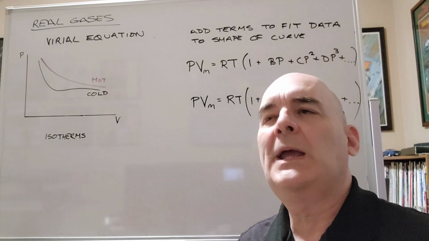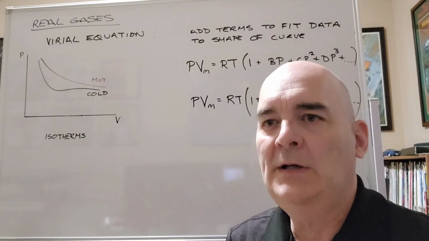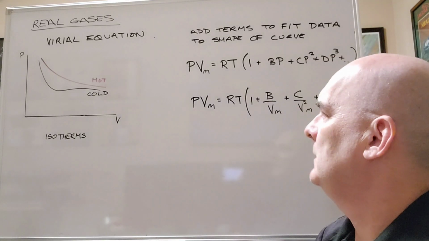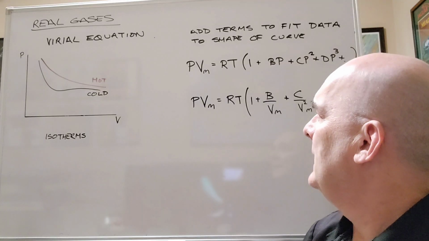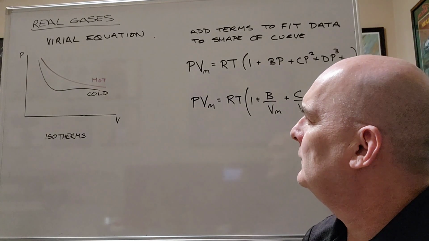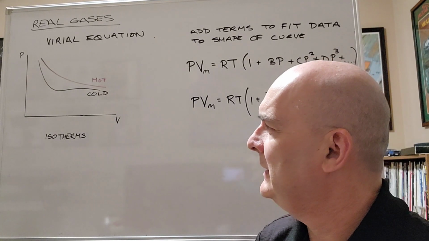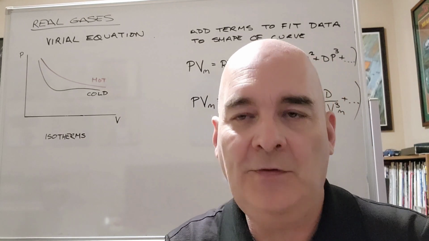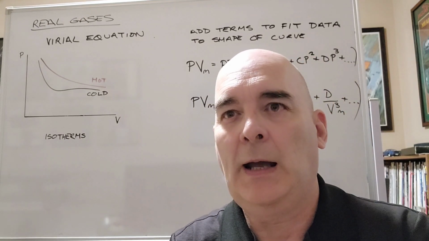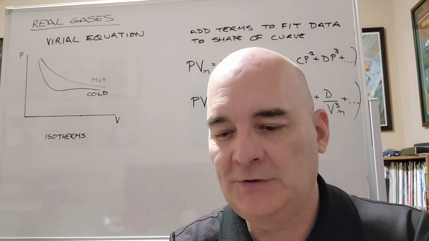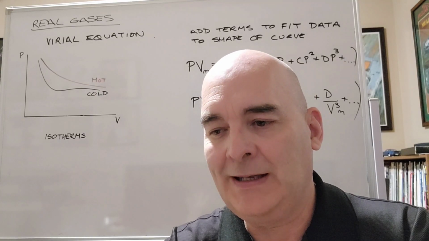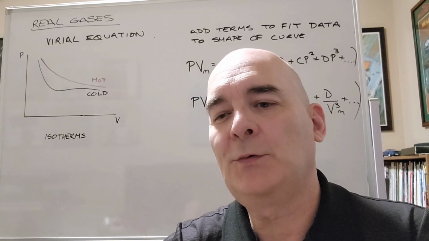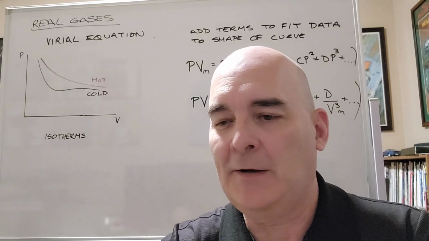Another approach to get the real gas data to fit is to use a virial equation. Now, the virial equation is a power series. So we're going to take just PV equals nRT, and we're going to add a term to it that will bring our data closer to the observed answer.